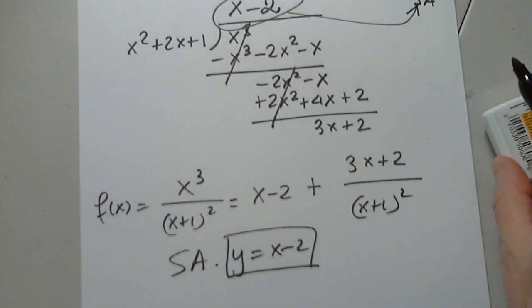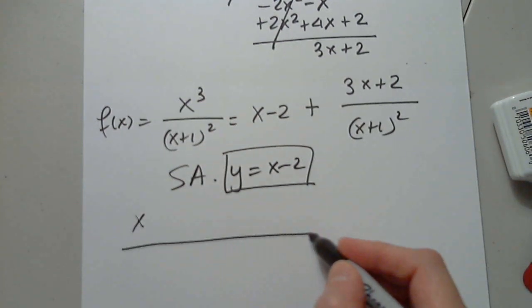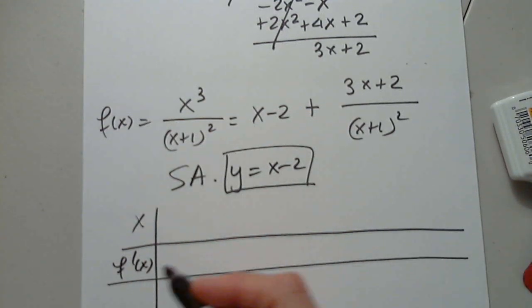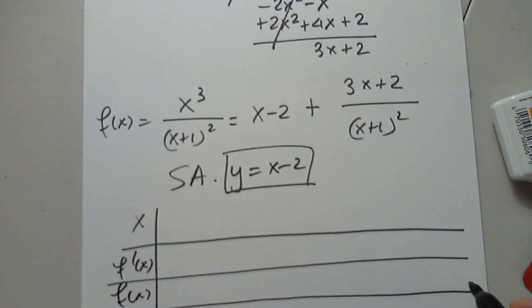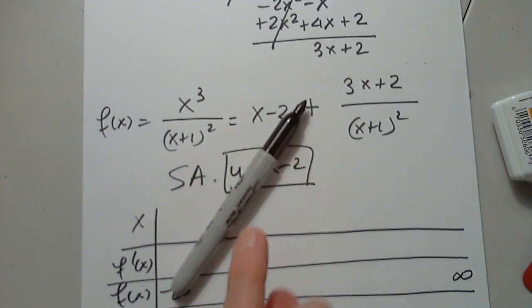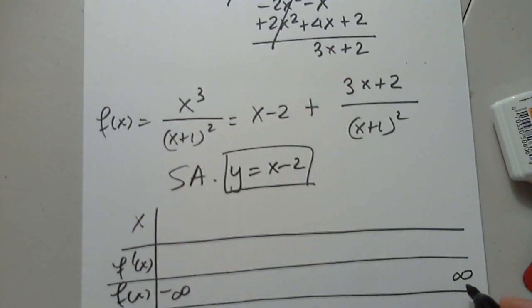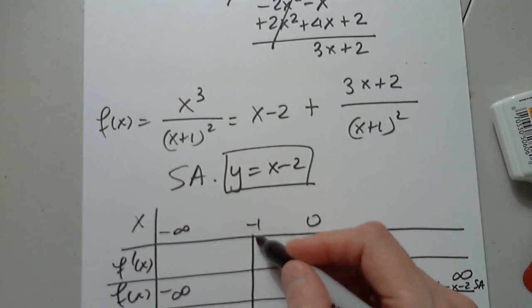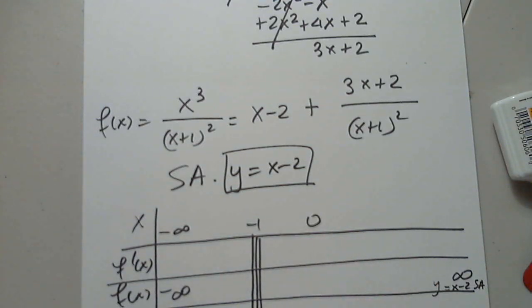So when I start my table, I no longer need to determine the limits at infinity, because I have them here. Clearly, negative infinity to infinity, because it has a leading coefficient that is positive. So I will make myself a note, y equals x minus 2, slant asymptote. I have to put in the domain, and I know that this function cannot be defined at negative 1, which means x equals negative 1 is a vertical asymptote.